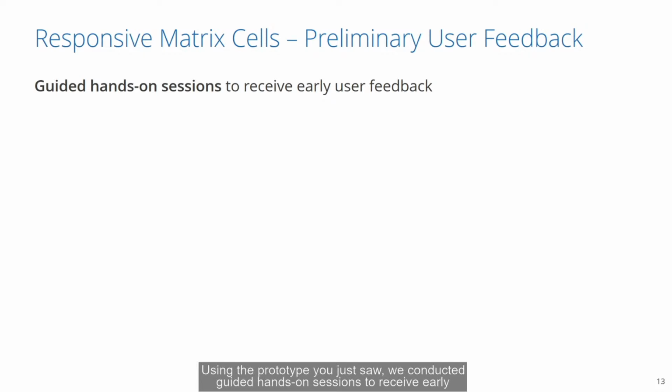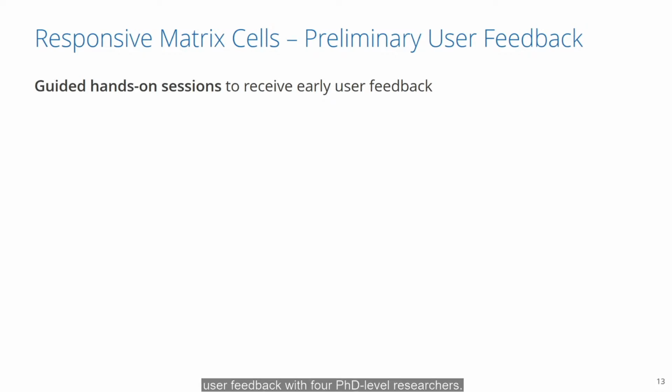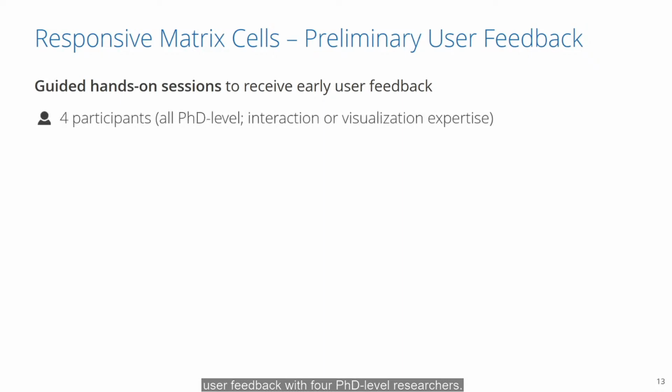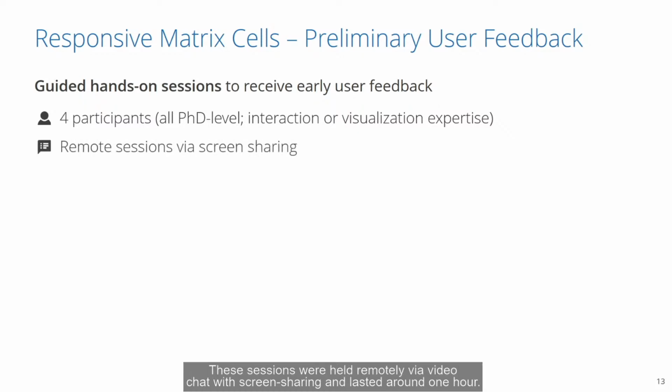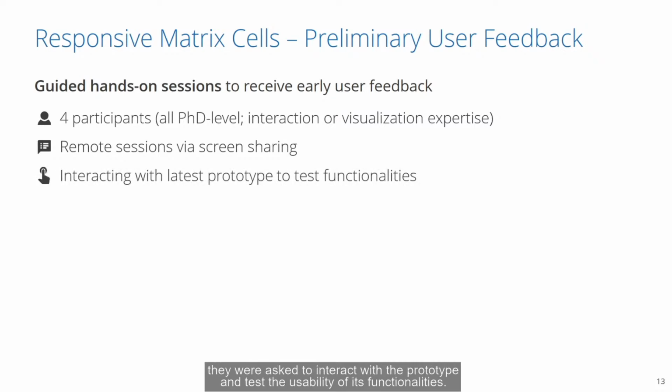Using the prototype you just saw, we conducted guided hands-on sessions to receive early user feedback with 4 PhD-level researchers. 2 of them were interaction experts and 2 visualization experts. These sessions were held remotely via video chat with screen sharing and lasted around 1 hour. Participants received a short introduction and a demonstration of the prototype. Then they were asked to interact with the prototype and test the usability of its functionalities.